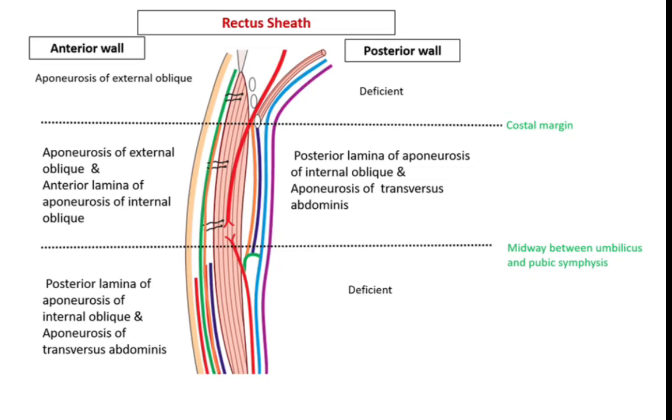So the internal oblique aponeurosis is split into two layers, and these layers extend between the costal margins above and midway between the umbilicus and pubic symphysis. Below that, the internal oblique does not split and passes together with the transversus aponeurosis in front of the rectus abdominis muscle.